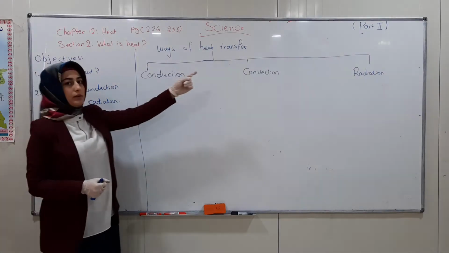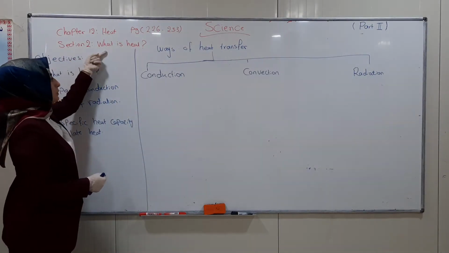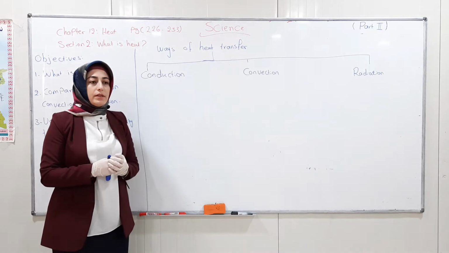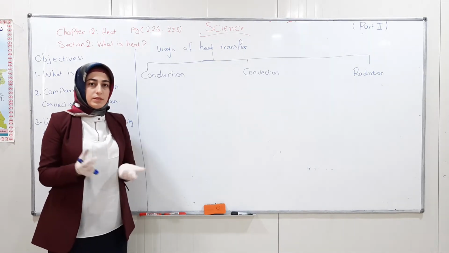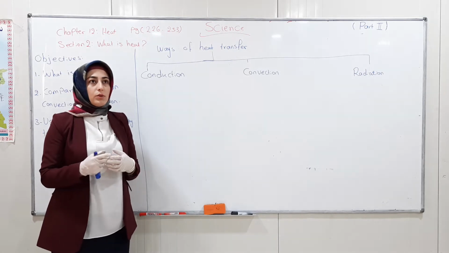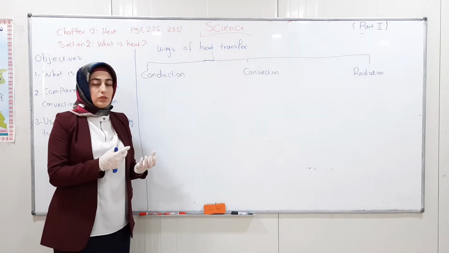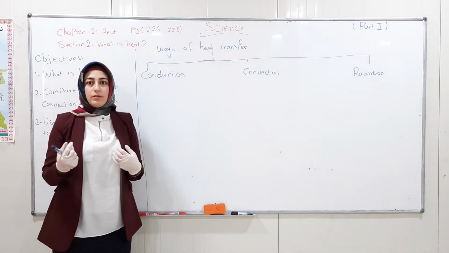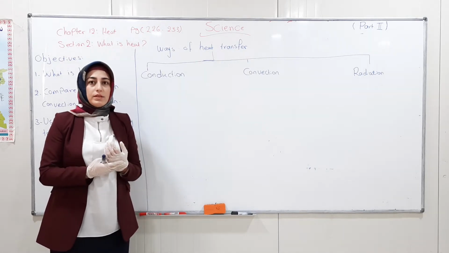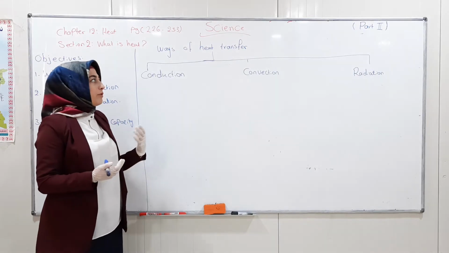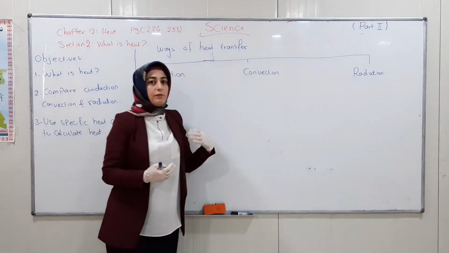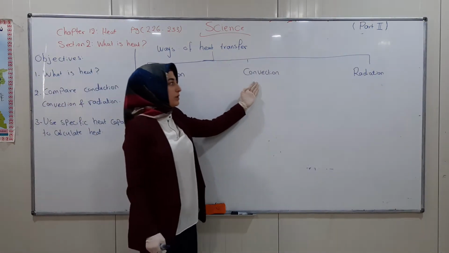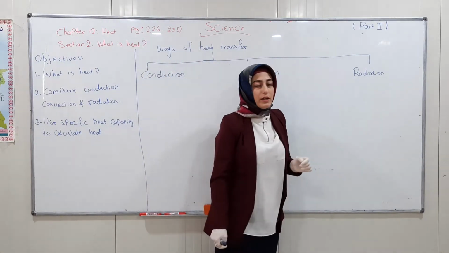Hi everyone, this is part 2 of chapter 12, section 2, which is ways of heat transferring. We already know that, for example, a stove can heat the pan and then the soup inside the pan. Also, we know that you can adjust the bath water by adding some cold and hot water to it. And we know that our skin gets warmer when the sun heats it. So we have three different ways of transferring energy. The first one is called conduction, the second one is called convection, and the third one is called radiation.